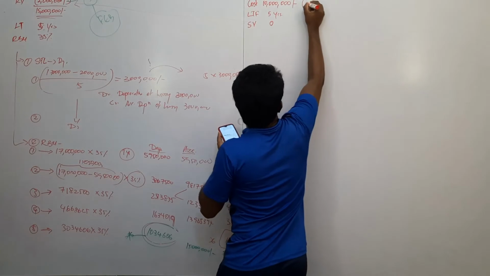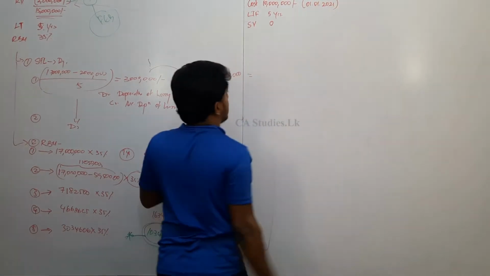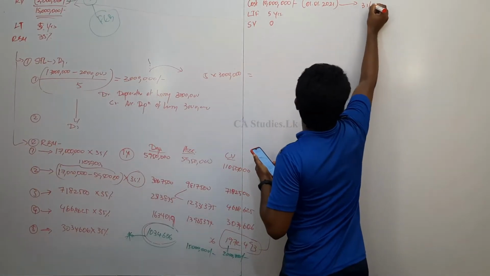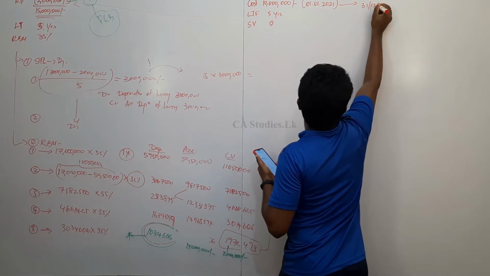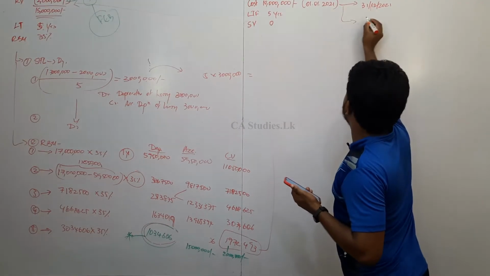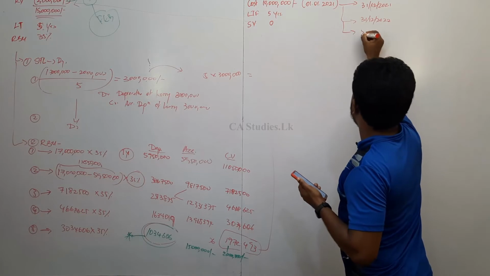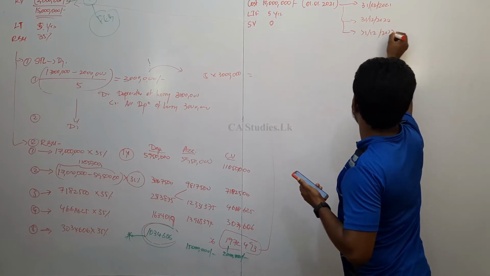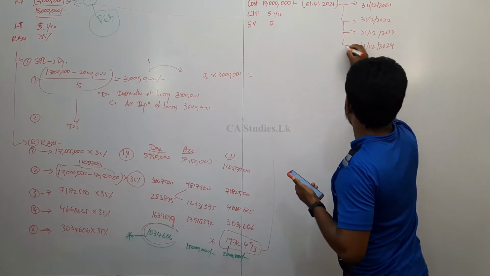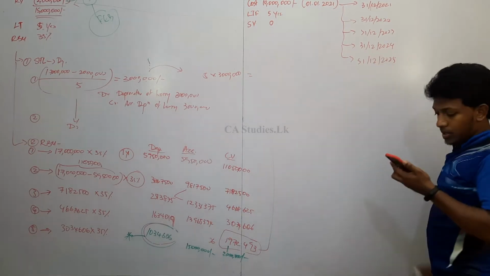Now purchase day was 1st January 2021. So 1st January 2021 to 31st December 2021, that is 1 year. Second year is 31st December 2022. Third year 31st December 2023. Fourth year 31st December 2024. Fifth year 31st December 2025.